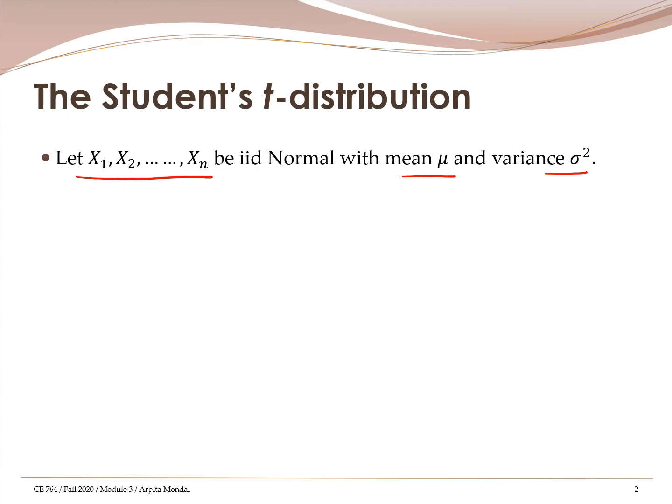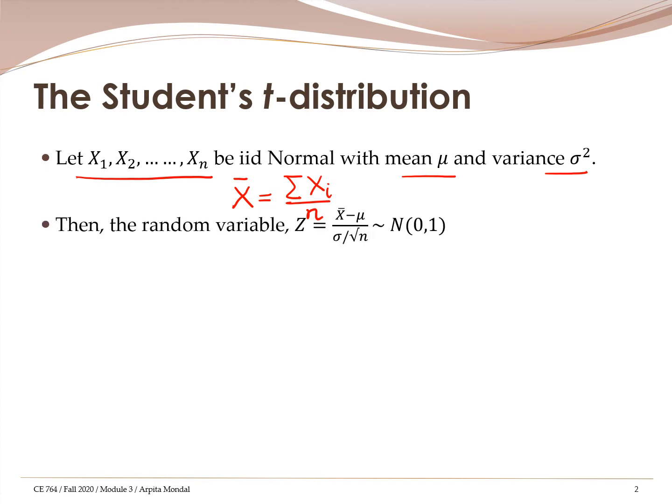Then of course you can define another random variable which will be the mean of these random variables, X bar, which would be nothing but summation of Xi divided by n. Okay, then we can define another random variable Z such that Z is X bar minus mu divided by sigma by root n. So this random variable Z will belong to the standard normal distribution with mean 0 and variance 1. How does this come about?